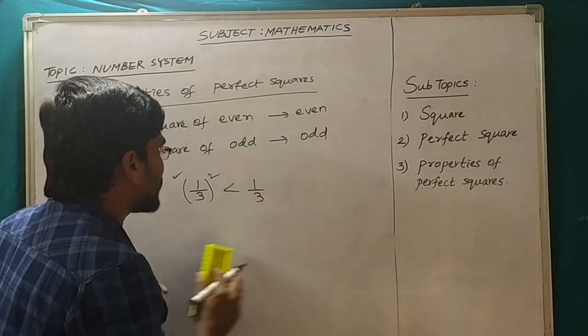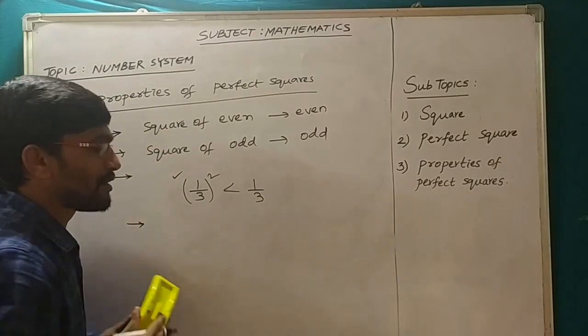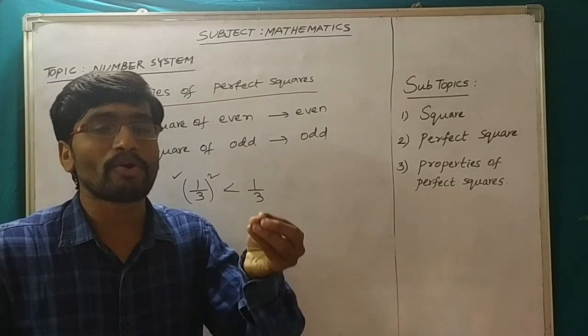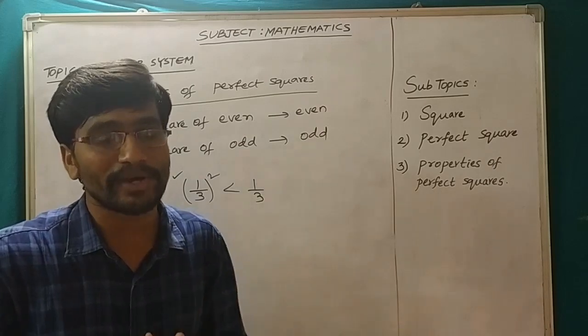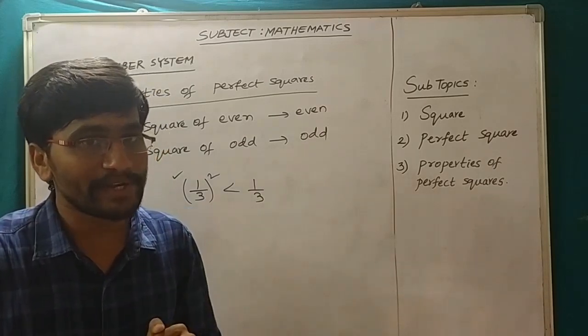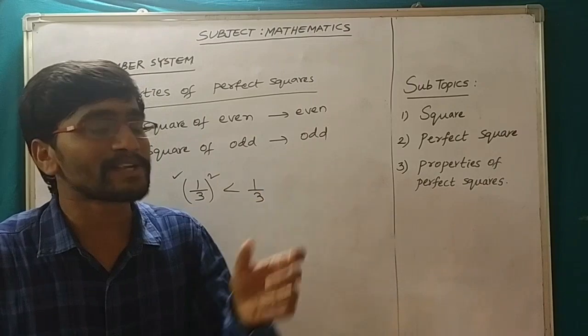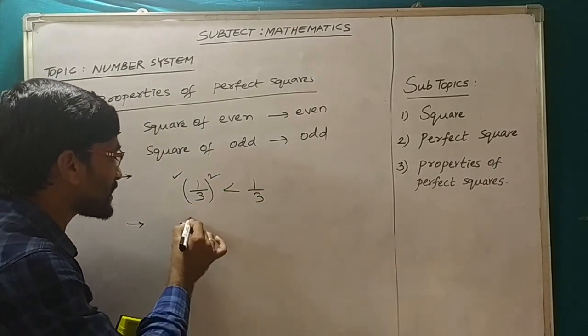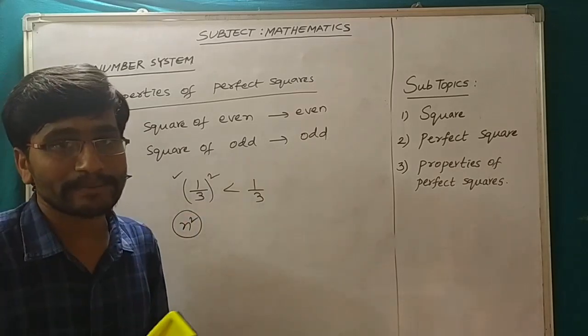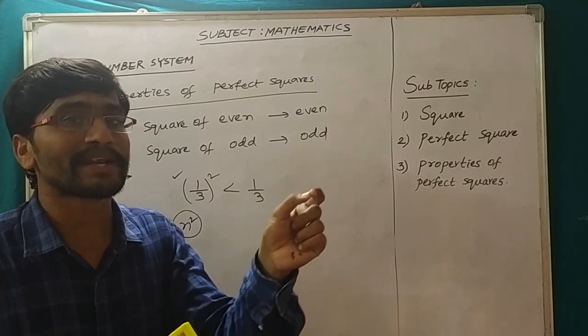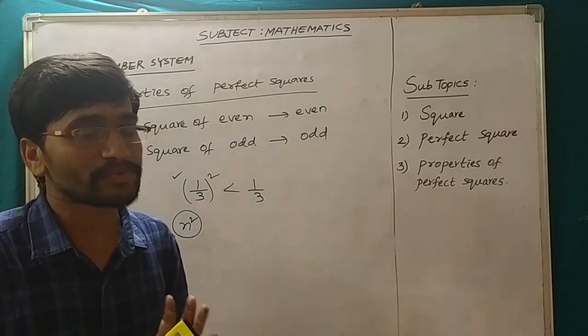Okay. Next point is the sum of first n odd natural numbers. The sum of first n odd natural numbers is a perfect square. Already we discussed in the previous video the sum of first n odd natural numbers. The sum of first n odd natural numbers is n square, and n square is a perfect square.